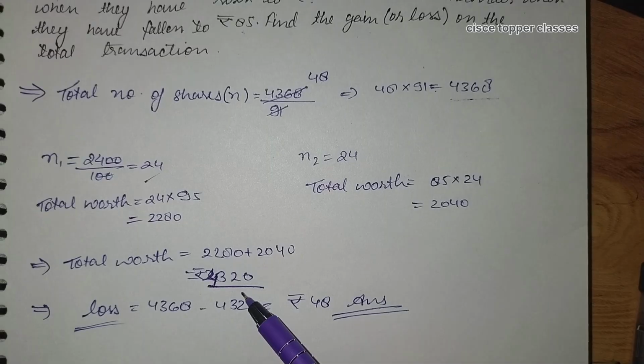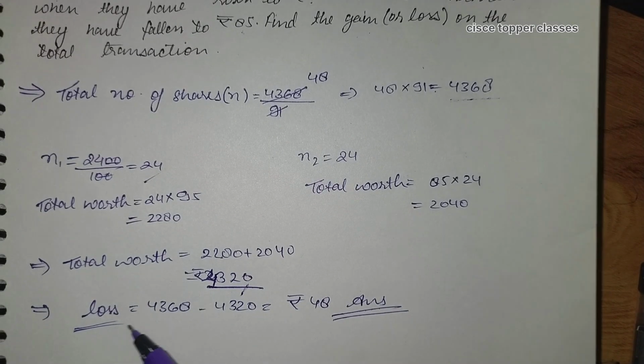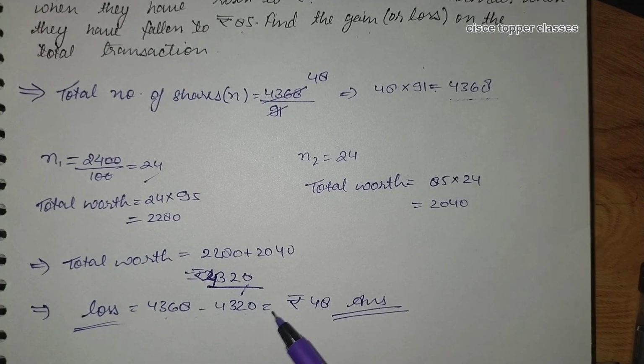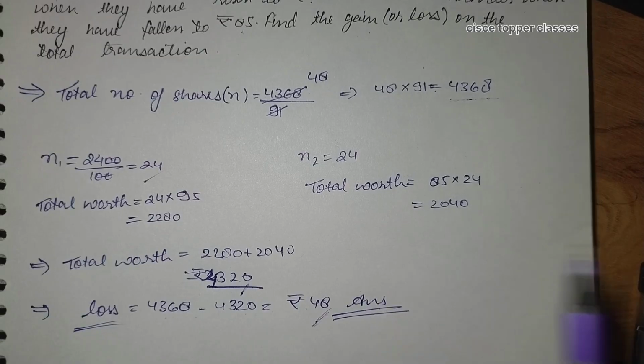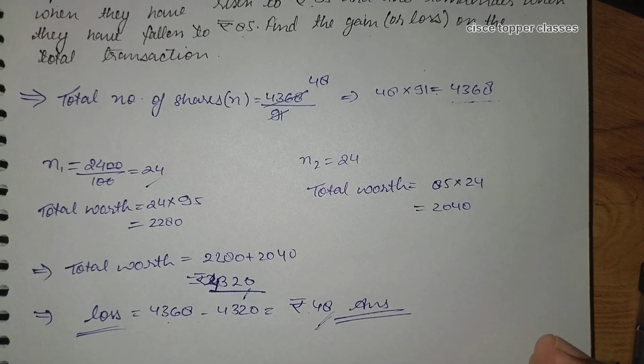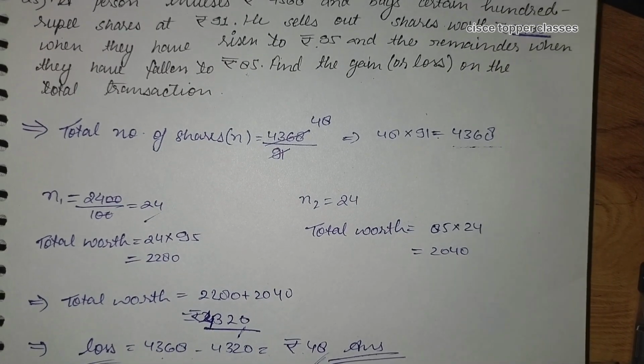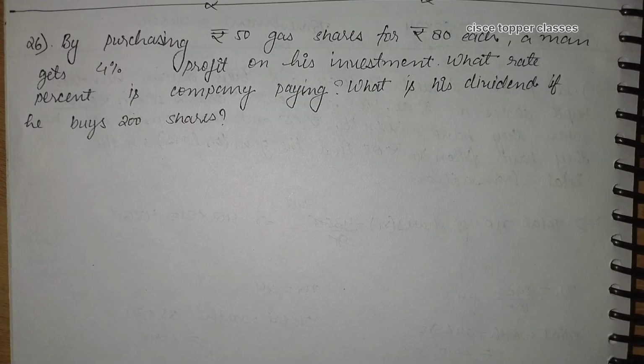Investment is more and the selling value is less, hence we got a loss: 4368 minus 4320 equals rupees 48 loss. So this is the final solution of question number 25 here. Now let us solve question number 26.